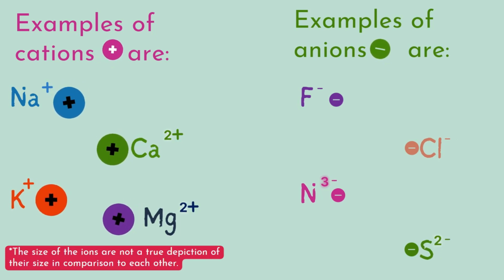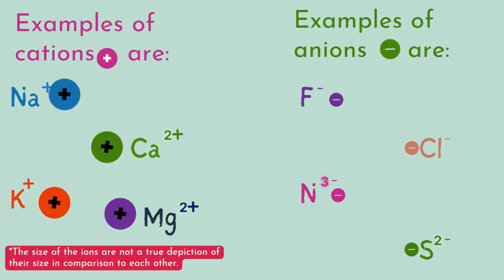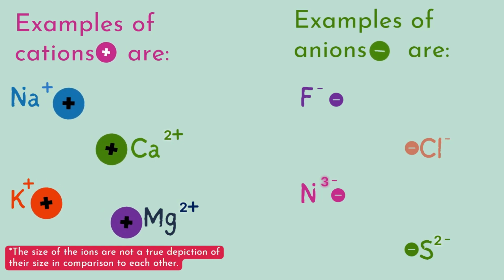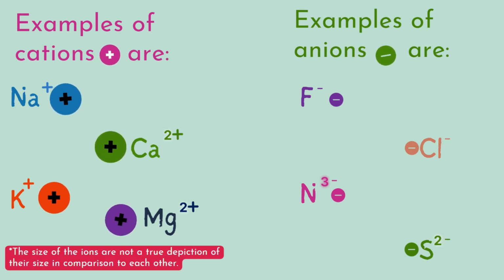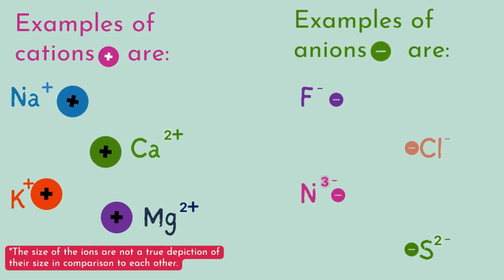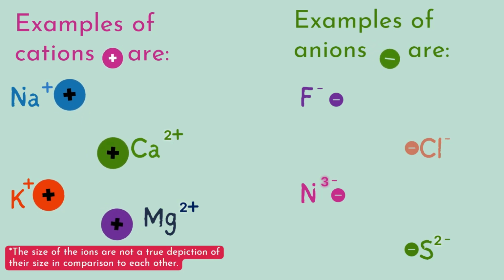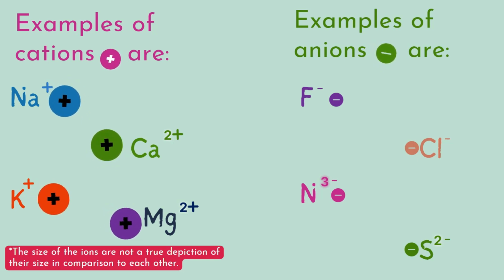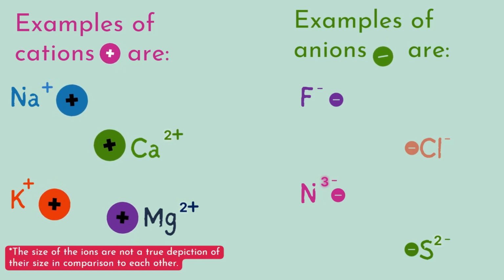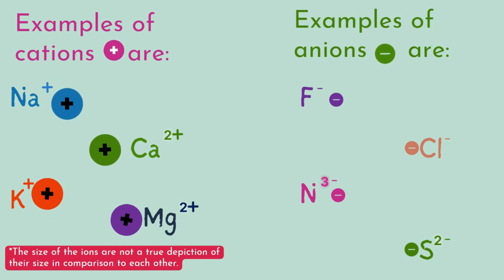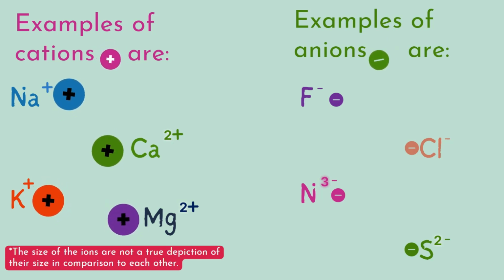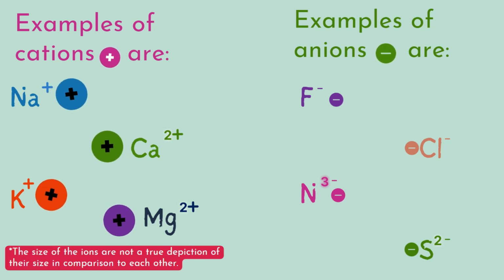Examples of cations are sodium ions, calcium ions, potassium ions, and magnesium ions, while examples of anions are fluoride ions, chloride ions, nitride ions, and sulfide ions. Please note that the size of the ions are not a true depiction of their size in comparison to each other.